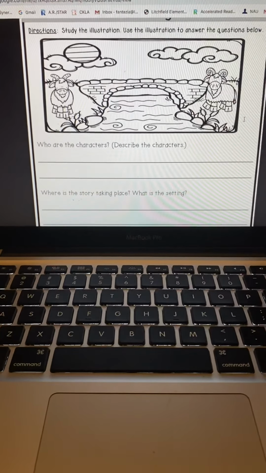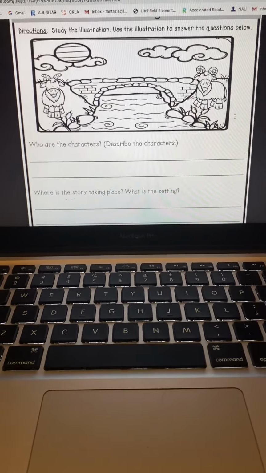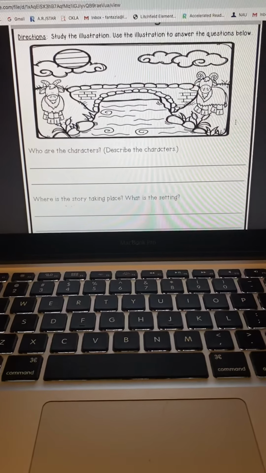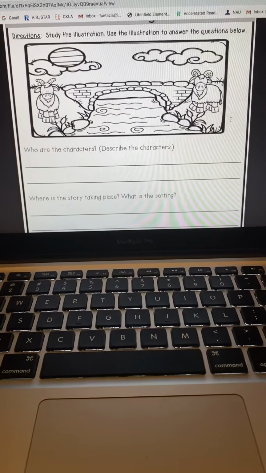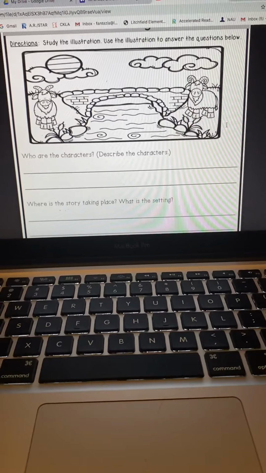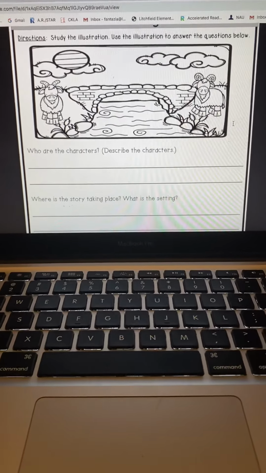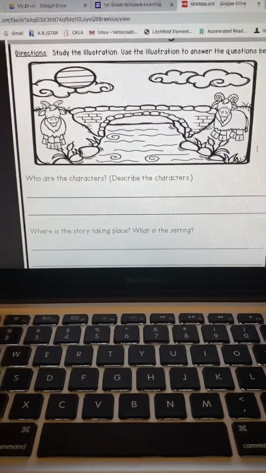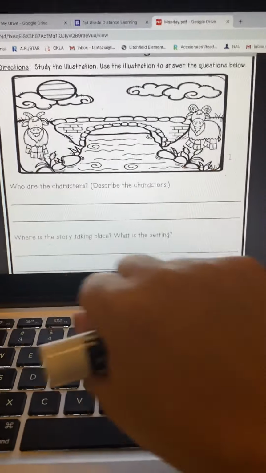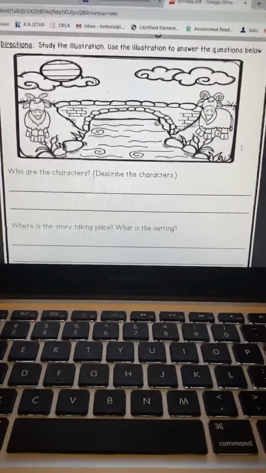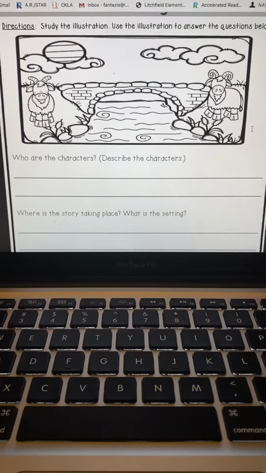Hey everyone, today we're going to be using our pictures in a story to help us solve problems or answer questions, and to also help us learn details from the story just by using a picture. So in this picture, it looks like we have two billy goats and we have a bridge, and that reminds me of a story I know, but I don't want to give it away.